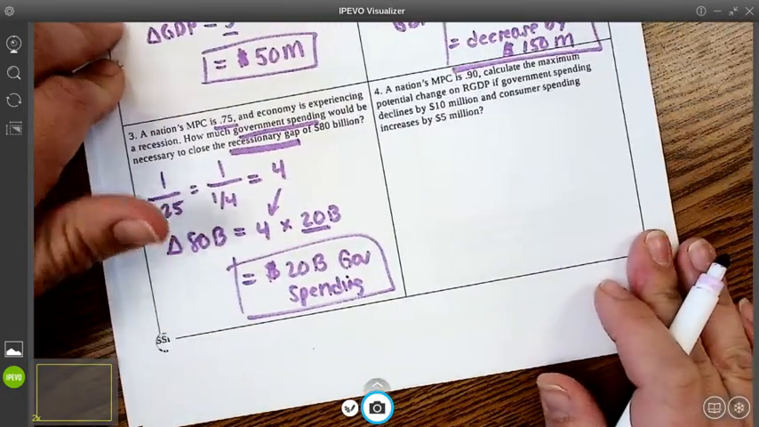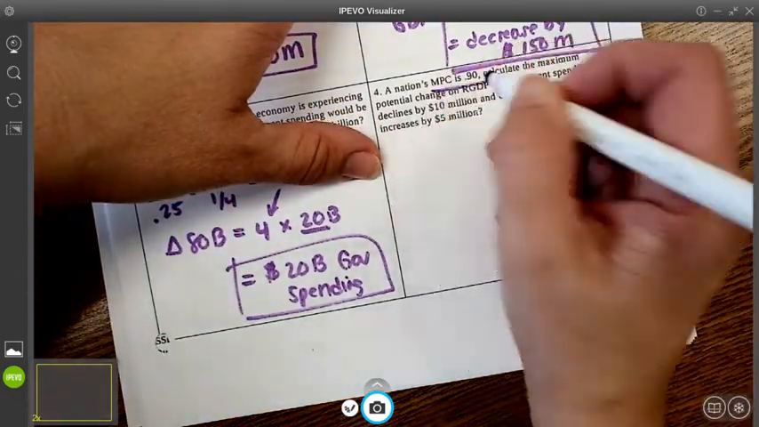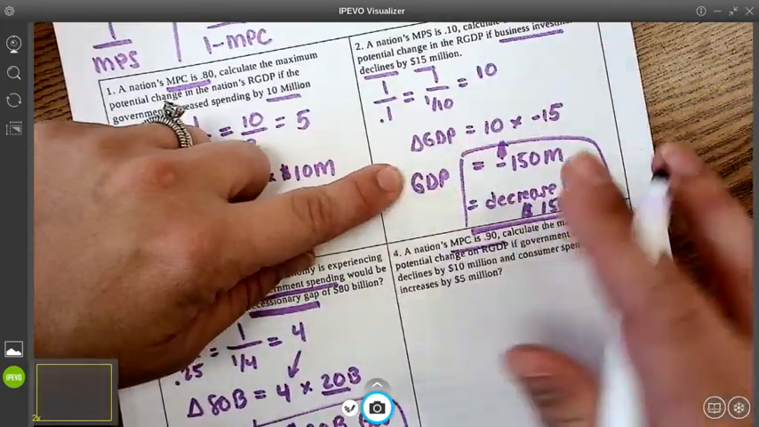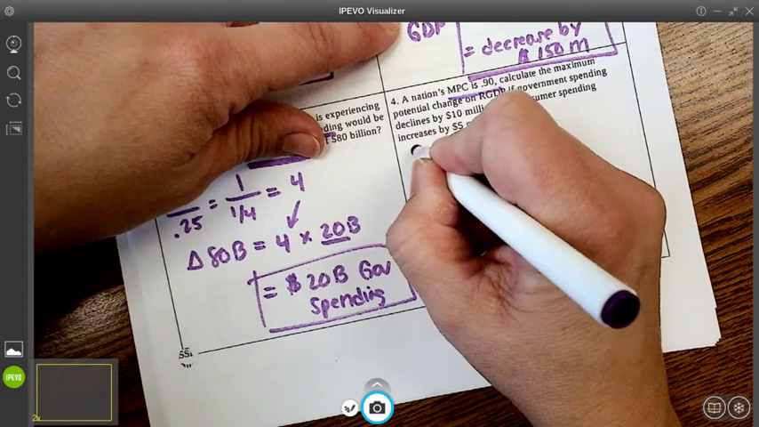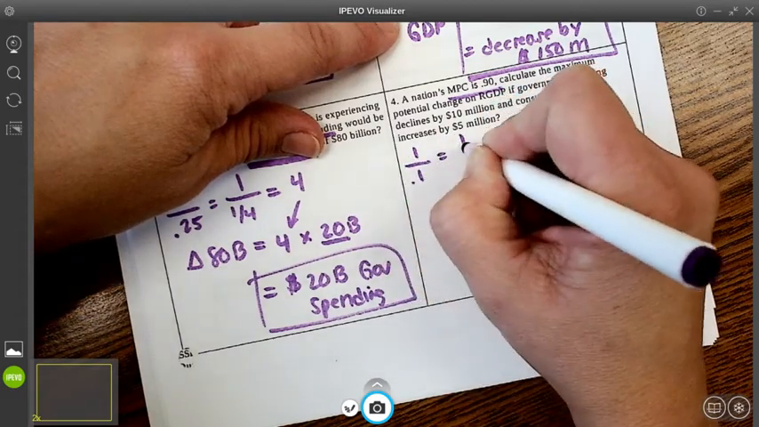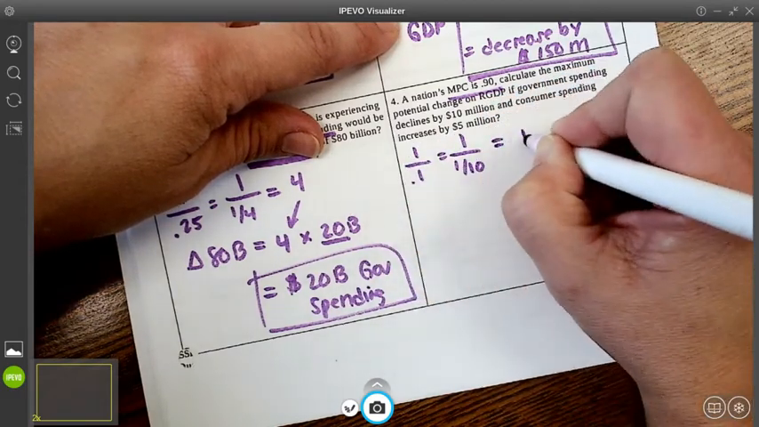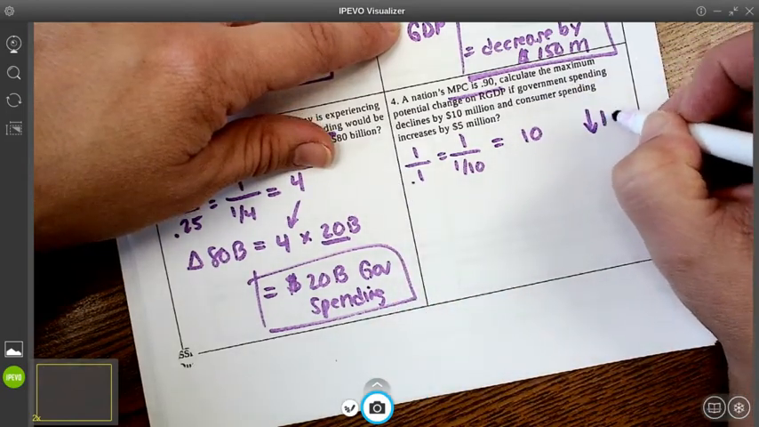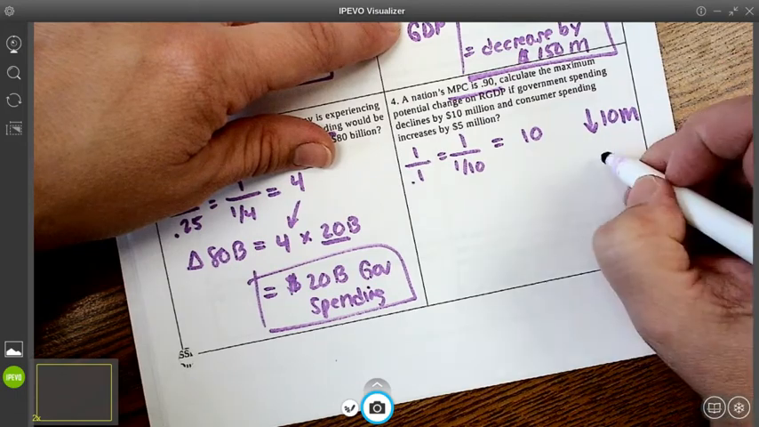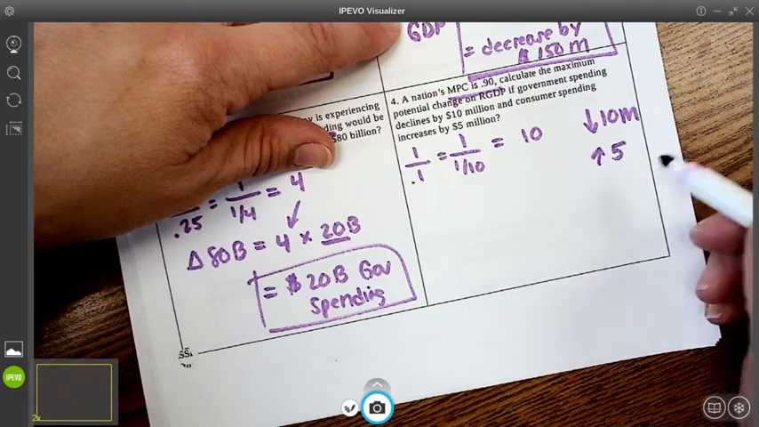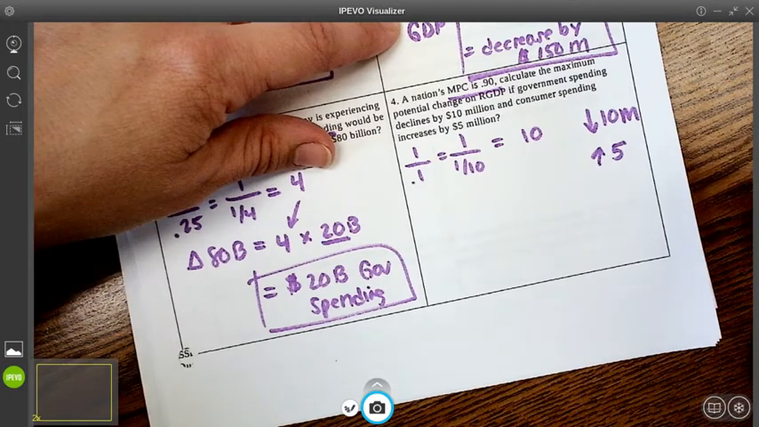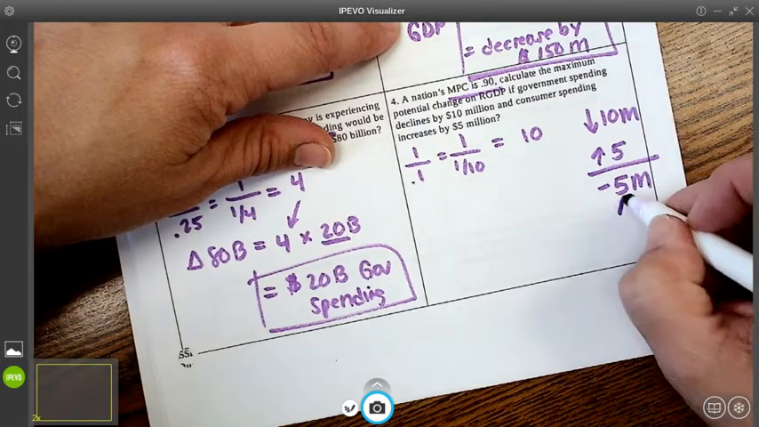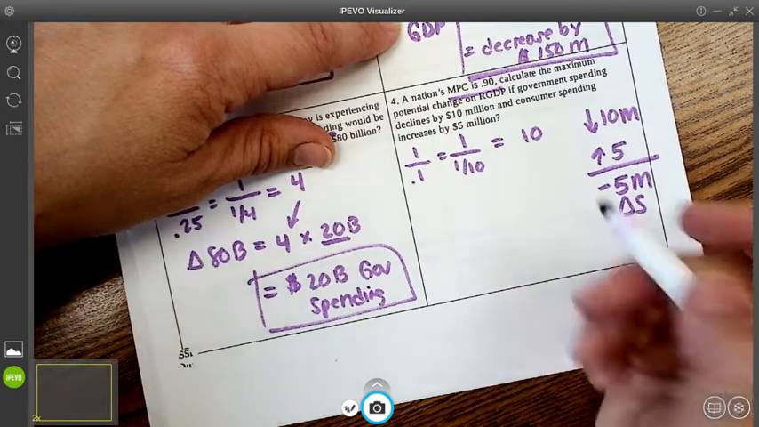And number 4 adds another little complication here. MPC is 0.9. We've already practiced that same skill in number 2. The multiplier is going to be 10 because, again, it's 1 over 0.1. That equals 1 over 1/10, and that equals 10. So now it says government spending is going to go down by 10 million and consumer spending is going to go up by 5. So total, if you added these together, the economy is losing $5 million worth of spending. So that's a change in spending.